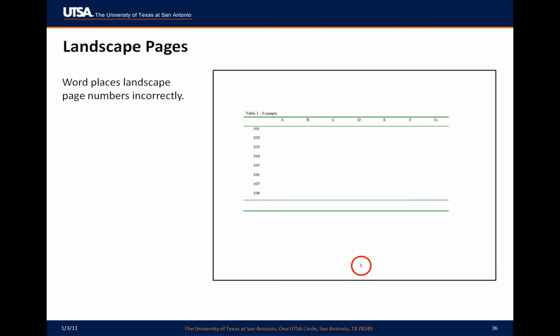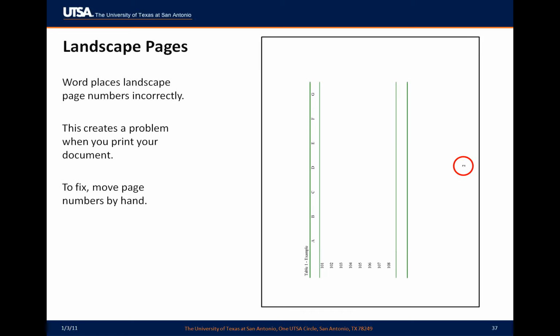Another common question has to do with landscape pages. So if you are including landscape pages, please keep in mind that Word places them incorrectly on your document, because on your screen, Word views your landscape page this way, and it sees this as the bottom center of the page, so it places your page number there automatically. However, this creates a problem when you print off your document and stack up your paper to bind or to bring in your final copies. You'll notice that now your page number is up here on the side of the paper, whereas all your other page numbers are here. So to fix this, you have to move page numbers by hand in Word.